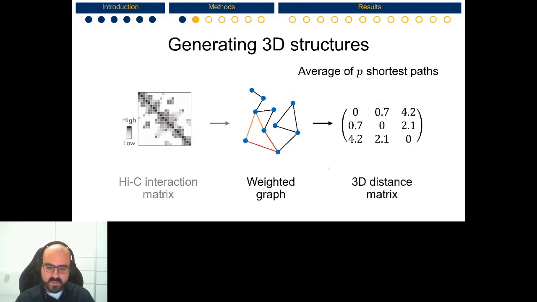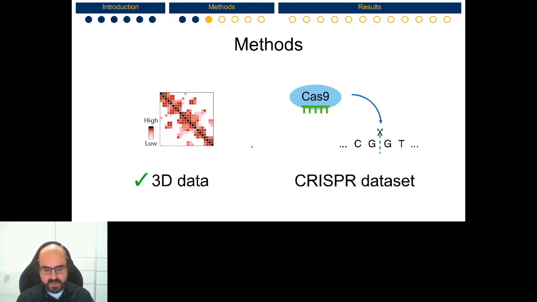And in this specific case, as you can see, there even isn't a direct edge between these nodes. That doesn't mean that they don't interact. That simply means that this interaction wasn't captured by Hi-C. And so here we're trying to alleviate that a little bit. So this is our 3D data. Again, we began from Hi-C and estimated the pairwise distance matrix in each chromosome. Okay, so this is our 3D data. Next, we needed CRISPR efficiency data to evaluate our features.